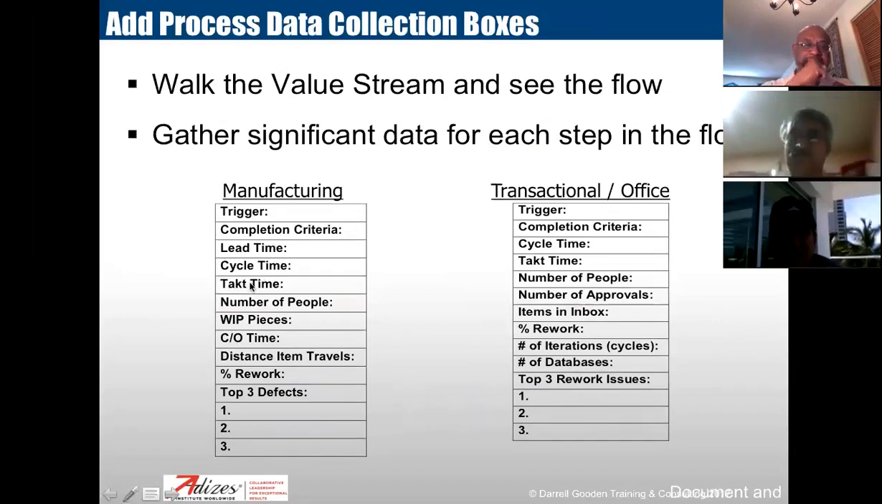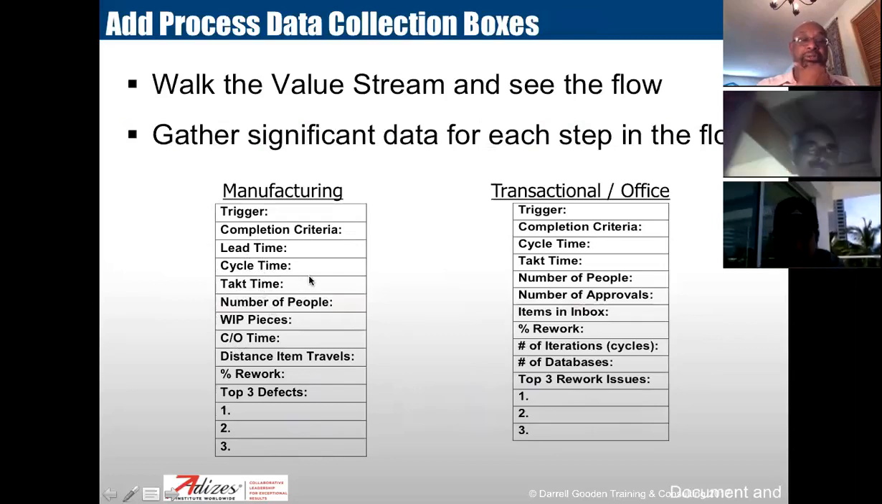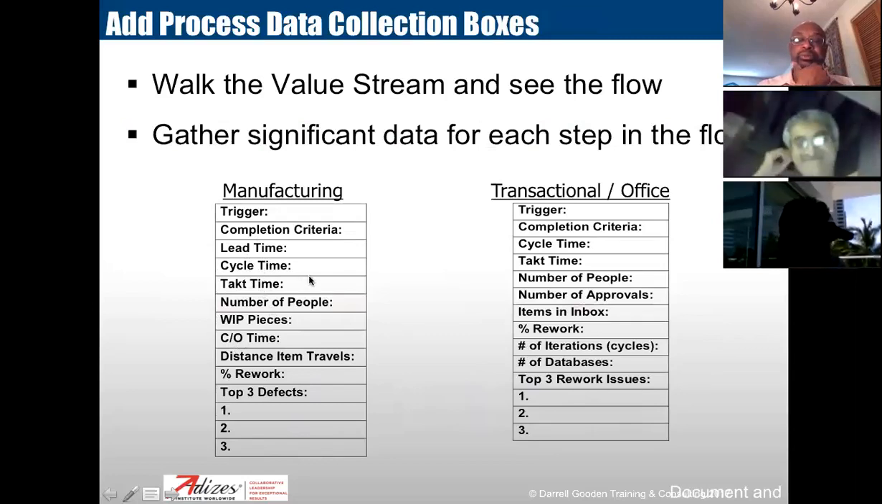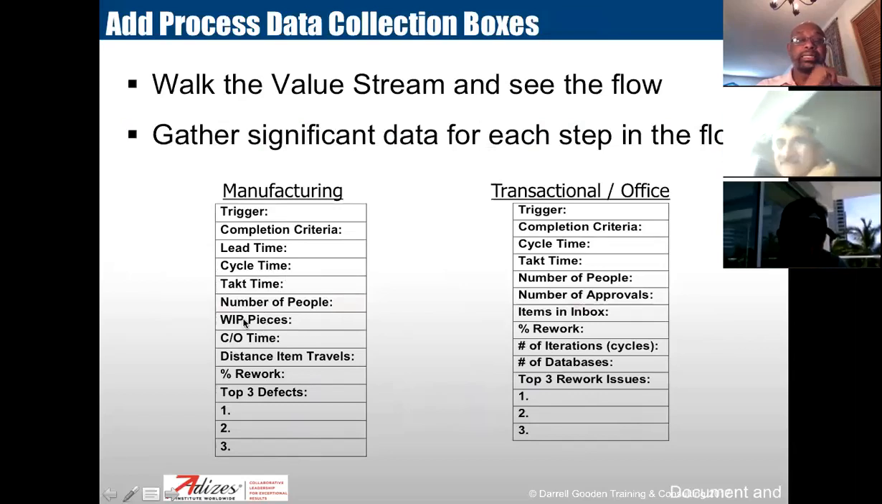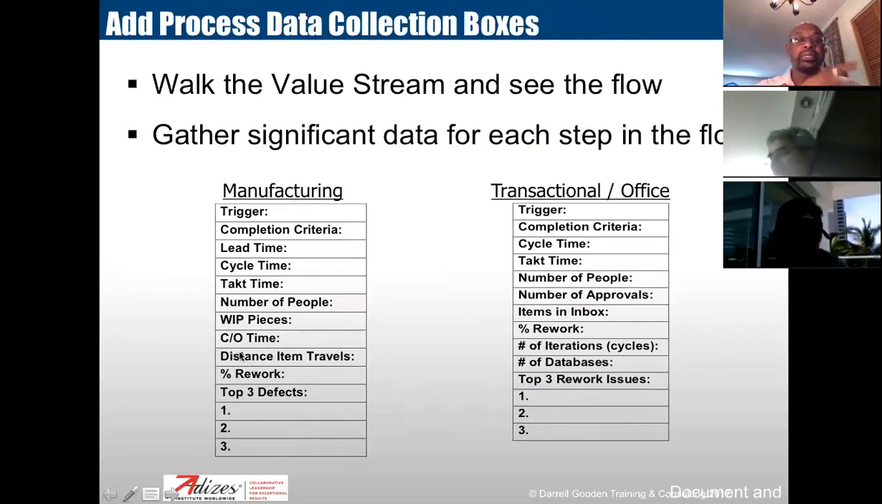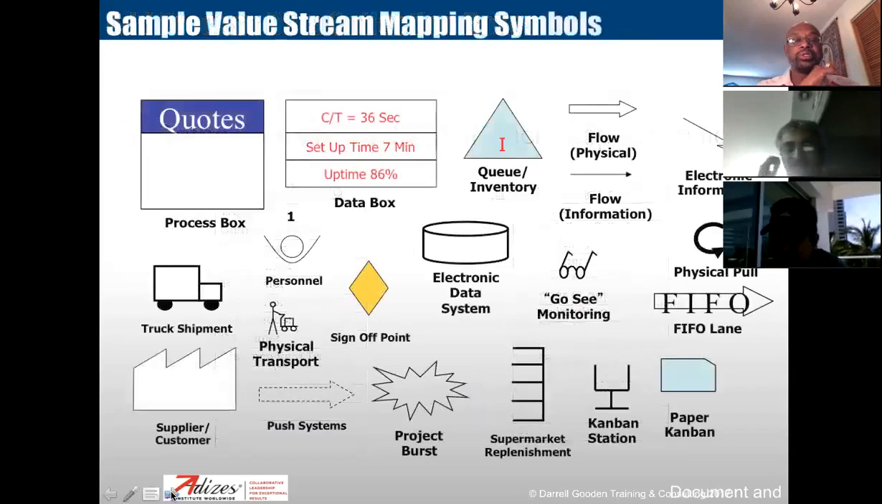So this is simply an illustration of the kinds of indicators. Cycle time, in my opinion, is the most important of all indicators. Work in process, an indicator of waste. Closeout time, distance traveled, percent rework. These are all items you can baseline, target for improvements, and track.